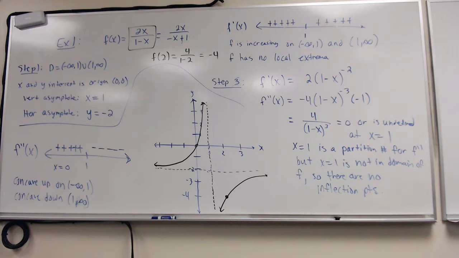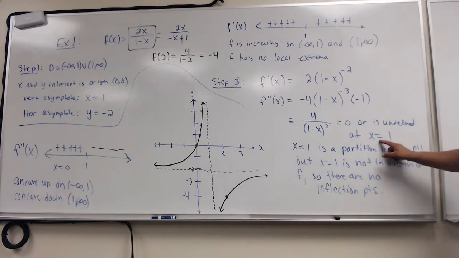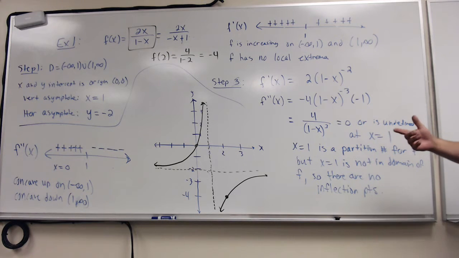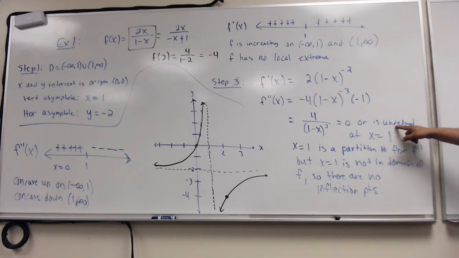Yeah. I just have one. I want to clarify on the second derivative. You did 1 on the number line because it's a partition number, but I just want to clarify what the partition number is. A partition number is just a value of x where the second derivative is 0 or undefined. Pretty much you solve for x in that equation.